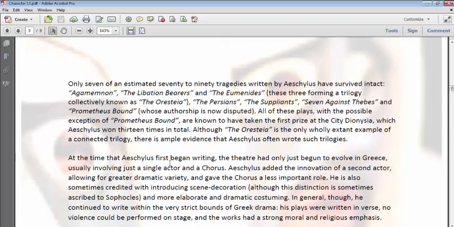Another interesting thing about his writing style is that when he first started writing theatre, theatre had just started evolving. It often had just a single actor and a chorus. It was actually Aeschylus who introduced the second actor in theatre, and apparently he introduced scene decoration and more dramatic costuming.